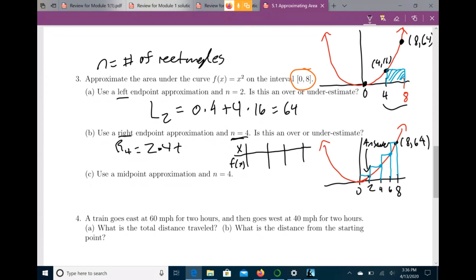Okay, so let's see. It can be good to sometimes just make a table. The x coordinates that I'm using for the right endpoints of each interval will be 2, 4, 6, and 8. And the height will be just the height of the curve at each of these points. So for 2, f of x would be 4. For 4, it would be 16. For 6, it would be 36. And for 8, it would be 64. The width of each rectangle is always 2. So these are the heights, and the width in this case is always 2. So 2 times 4 plus 2 times 16, sorry, 2 times 16 plus 2 times 36 plus 2 times 64.